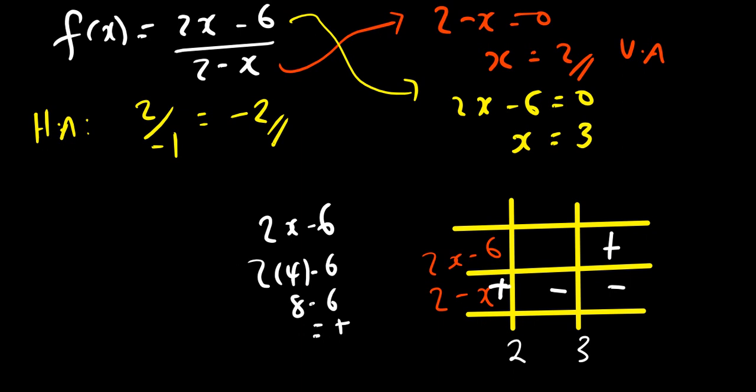But now let's pick a number that is less than 3. Let's say in this case we pick 2. So 2 multiplied by 2 minus 6, that would be 4 minus 6. So this would just give you a negative number. So these ones on the other side will give you negatives like that. So now let's find the product and the sum.